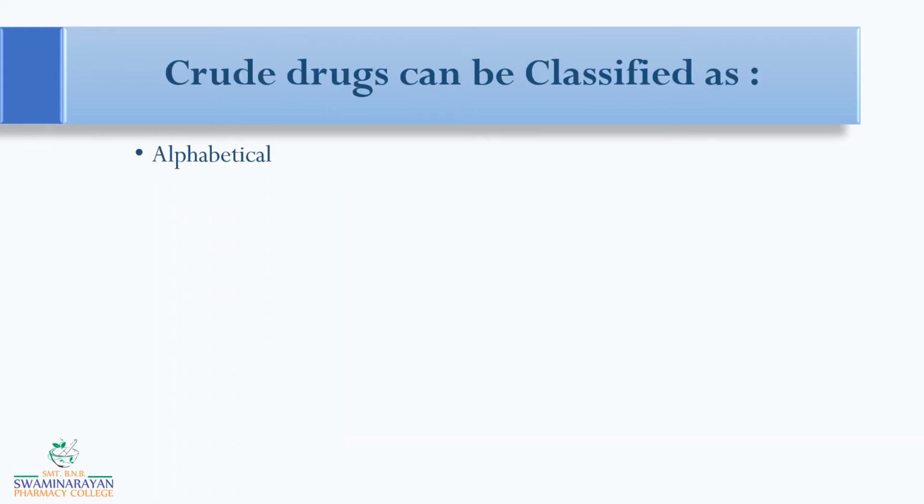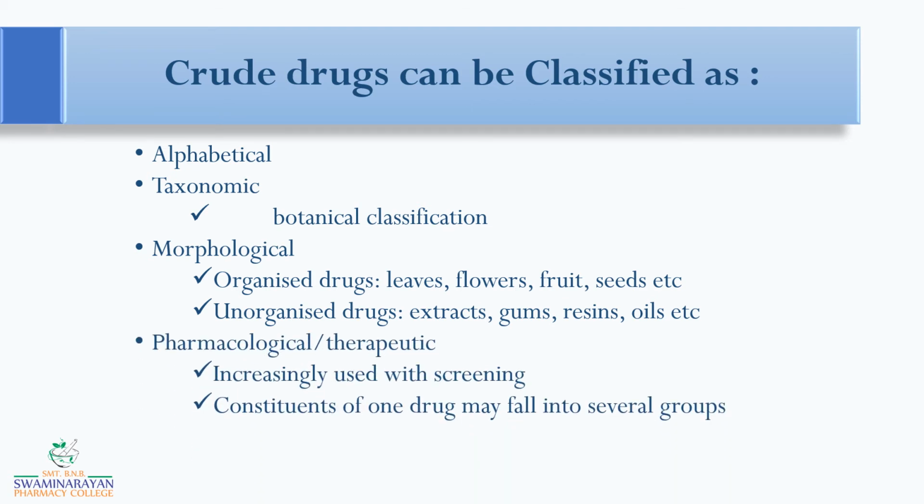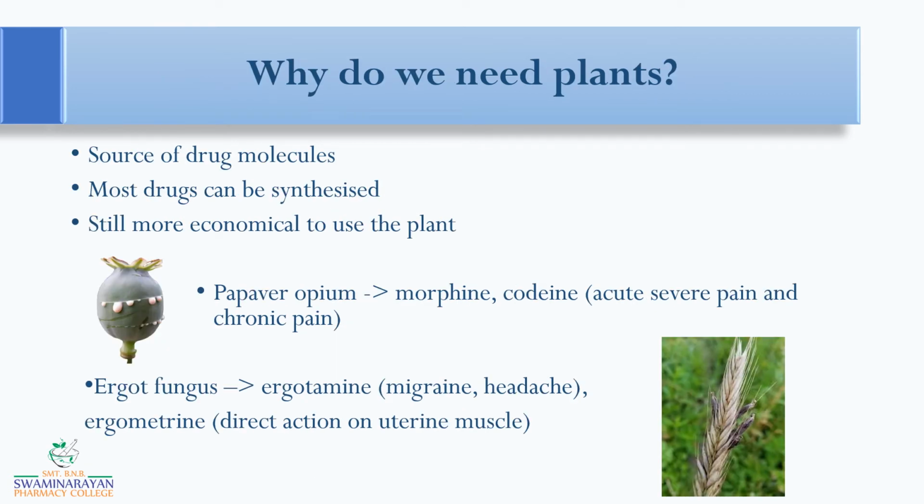Crude drugs are classified as alphabetical, taxonomical classification that we call botanical classification, morphological classification on the basis of morphology, organized crude drug and unorganized crude drug, pharmacological classification, and chemical classification based on the chemical constituent.